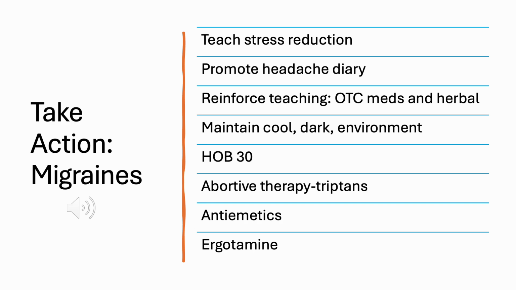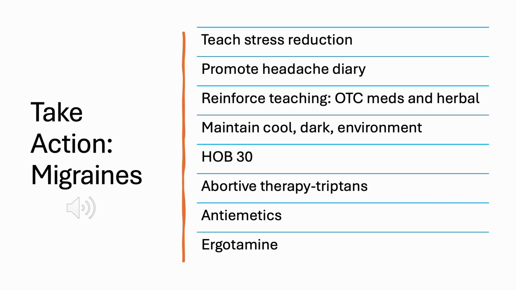Okay, taking care of a patient with a migraine involves teaching them stress reduction. So teach them to go to yoga, get a massage once a week, do Tai Chi, whatever is going to reduce stress in their life. You want to encourage them to keep a headache diary. In other words, write down what they're eating, write down what they think their triggers are so that they can identify the triggers. There's also a genetic component to migraines, so maybe explore their family tree and see if there was somebody in their family with migraines.